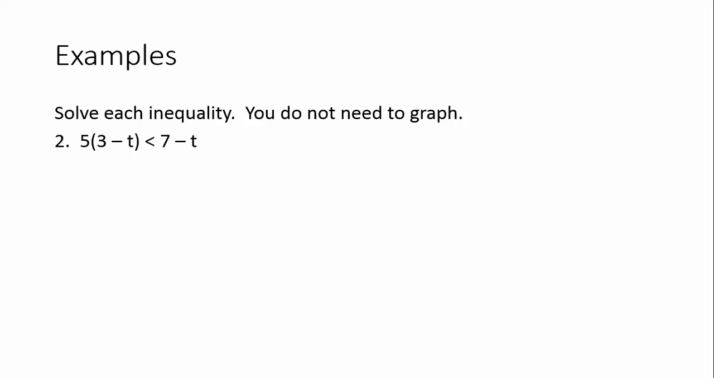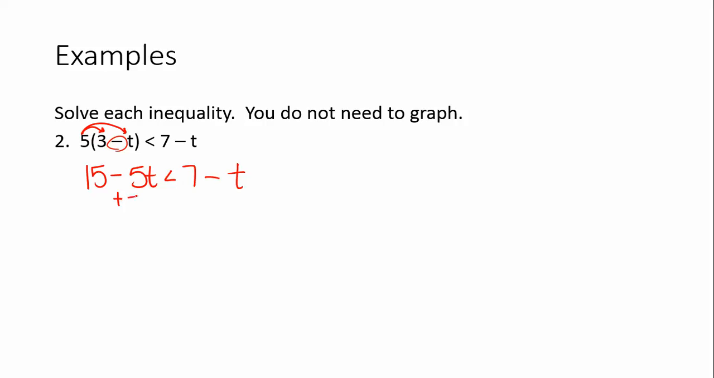Number 2, we have 5 times the quantity of 3 minus t is less than 7 minus t. So first we want to distribute. We distribute the 5 through. Remember, we're multiplying it by both pieces. Watch that negative sign there. So we have 15 minus 5t is less than 7 minus t. So we have negative 5t and a negative 1t. This is actually the larger number.